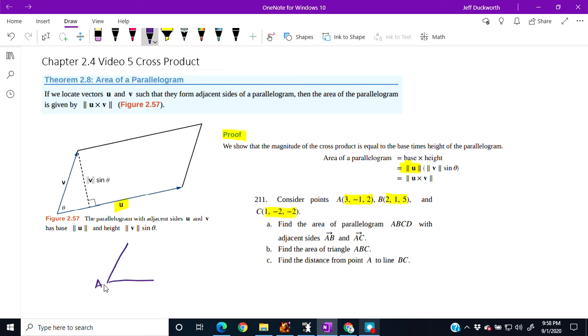So we'll have A here, we'll say B is here, and C is here. So we're given those pieces of information. And we're looking for the parallelogram that's going to be formed, so D is going to be out here somewhere. Okay, well, we need to first find the vectors AB and AC, and we can do that using the points given.